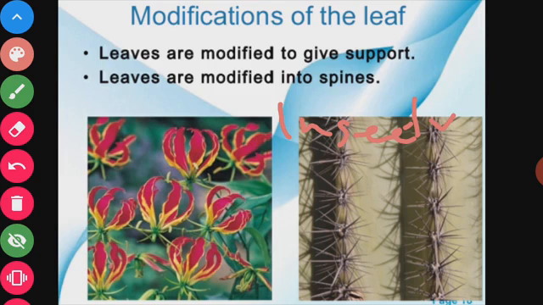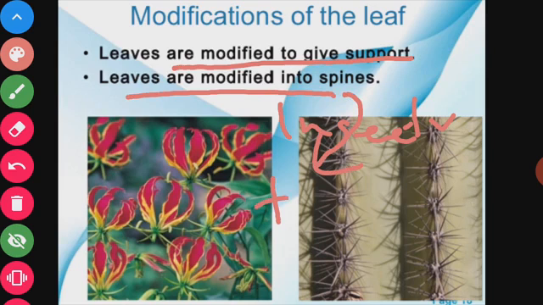These are the modifications of the leaves. Leaves are modified into spines, first, to reduce transpiration, and second, to protect the stem from grazing. These are the reasons when leaves are modified into spines.